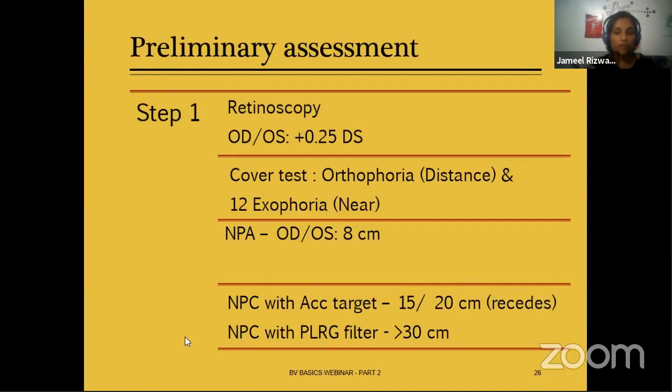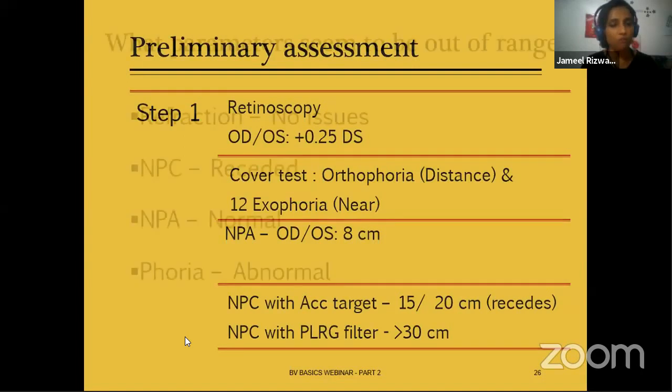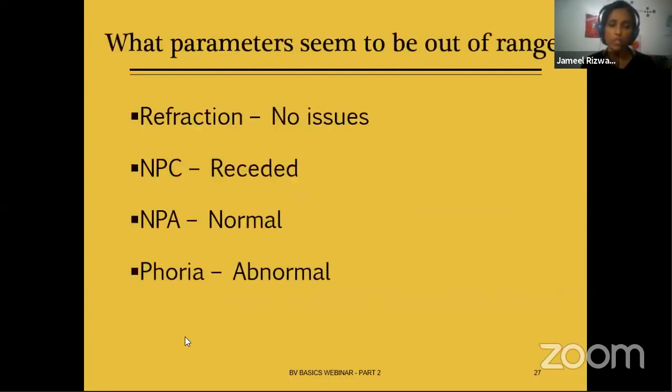Receded near point of convergence with accommodative target, much more with pen light and red green filter. So we discussed again last time the importance of using a dissociated target like your pen light and red green in children. Okay, so look at the difference. It's definitely more than 5 centimeters. So it's very, very suggestive of convergence issues.